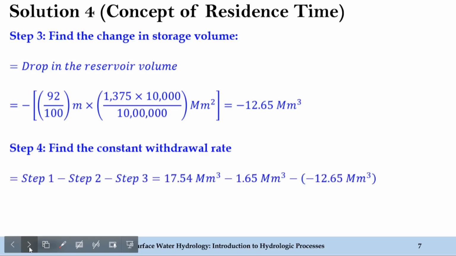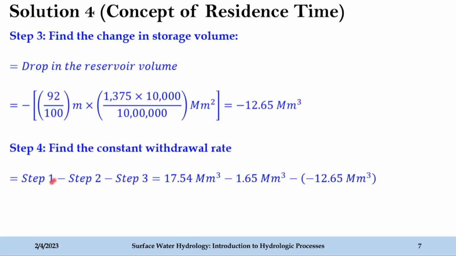So if we see, step 1 was the input to the system, so we are subtracting step 2, which was the output from the system, and step 3, which was the change in the storage volume, or more specifically it was the drop in the reservoir volume. So subtracting the output from the reservoir system and the drop in the reservoir volume from the total amount of water that was actually input to the reservoir system will provide us with the volume of the water which is actually being withdrawn from the reservoir system.